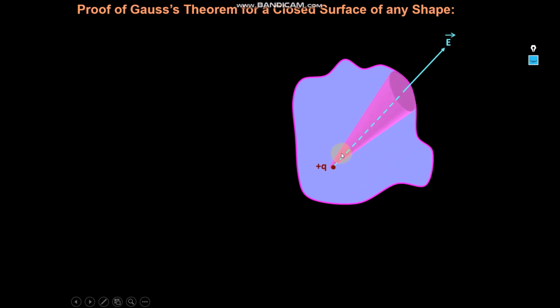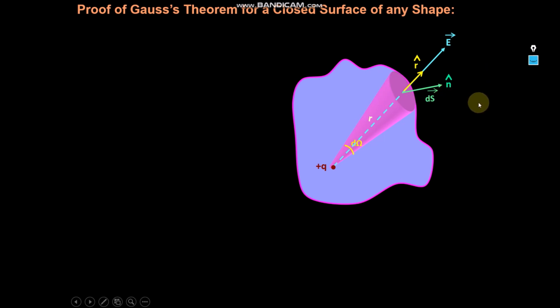This is the line joining the vertex. Let this be vector E, and this is r cap. R cap is the direction of E, the electric field strength, and this is d omega. What is d omega? D omega is the solid angle, and this is normal to this surface, meaning n cap is the direction of the area vector. And what is the magnitude of the area vector? It is ds, a small area.